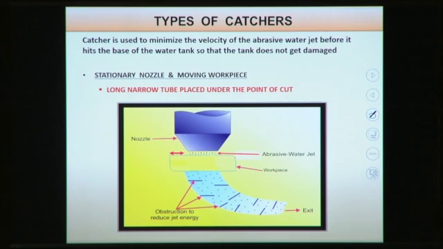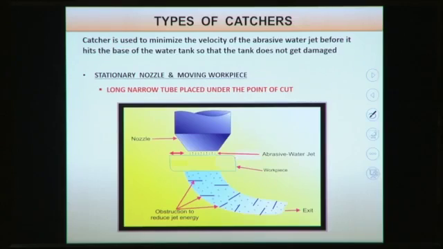So now we shall discuss different kinds of catchers. First we shall discuss why these catchers are needed. When this high velocity jet is moving and impacting the workpiece surface, after the machining operation, it will hit whatever material or fixture is available just below the workpiece. So after machining the workpiece, it will hit the bottom surface of the machine, and it will do a cutting operation there on the machine itself.